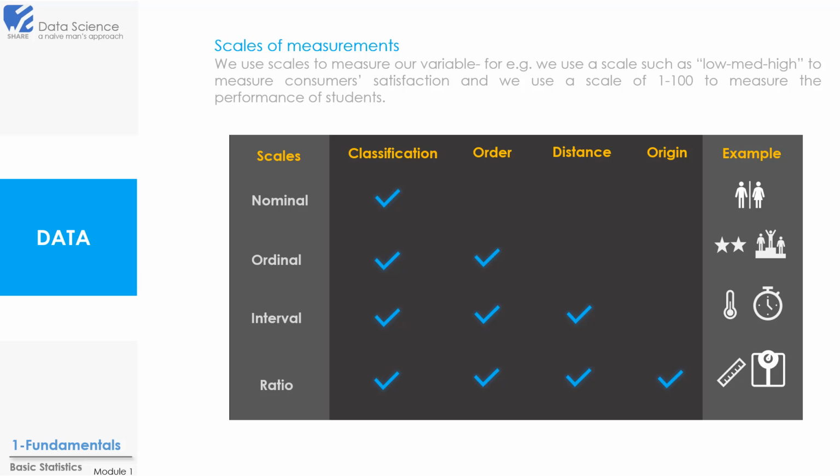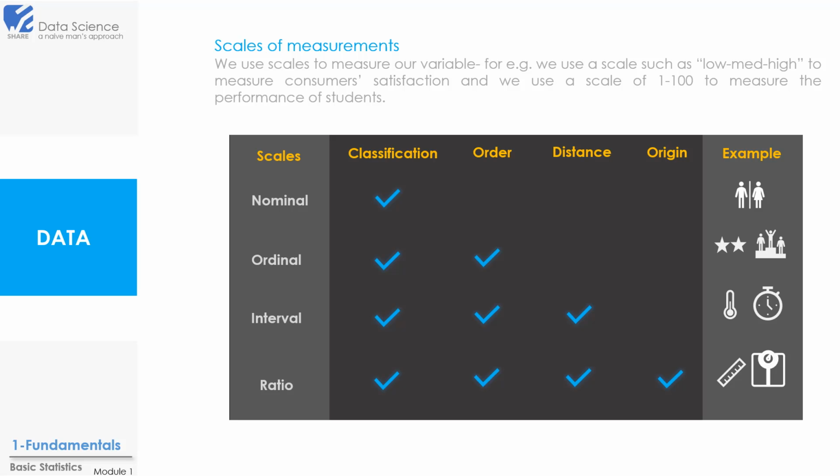Then we have ordinal scale, which has the same properties as nominal scale, but it has an order as well, such as ratings, ranking, etc. Then we have interval scale, which is like ordinal scale, but with an additional property of distance. That is, each point is placed at an equal distance, such as time, temperature, etc. And it also does not have a natural zero. For example, temperature of 0 degrees does not mean there is absence of heat.